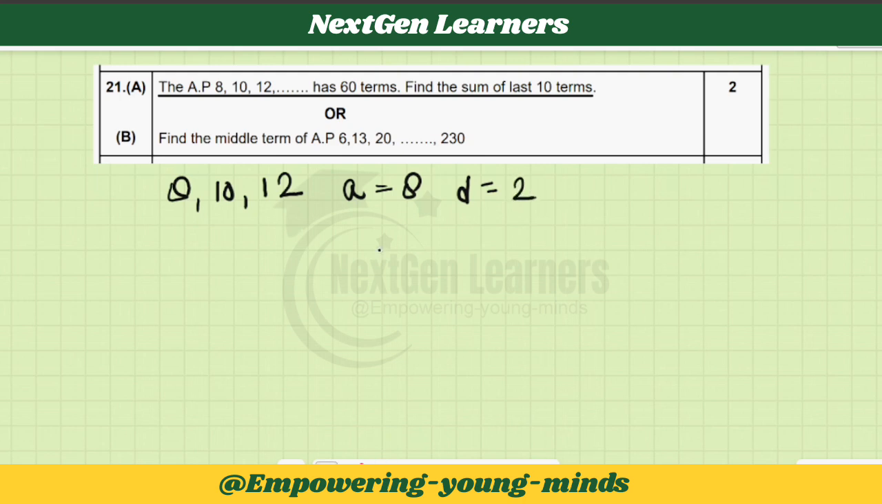Now what I need to do, I need to find the sum of last 10 terms. मुझे इस सीरीज की last 10 terms का sum निकालना है. So I will use a formula of sum here. We know the sum formula says Sn is equal to n upon 2 into 2a plus n minus 1 into D.